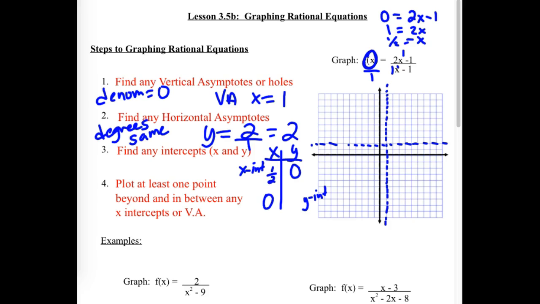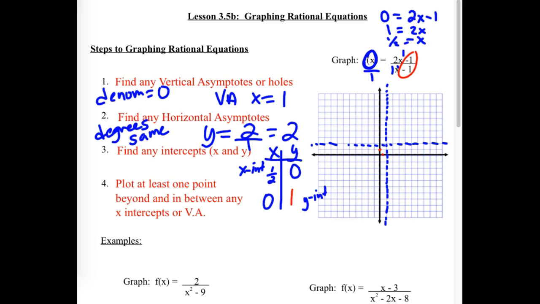Now, if I put 0 in for my x's, the 2x disappears, the x on the bottom disappears. All I have left would be this piece. Yes? And negative 1 divided by negative 1 is 1. Okay, so let's plot our intercepts. We have 1/2, 0, and we have 0, 1.